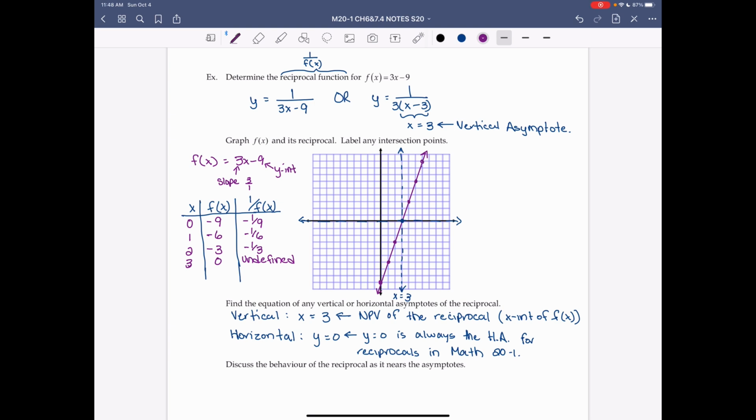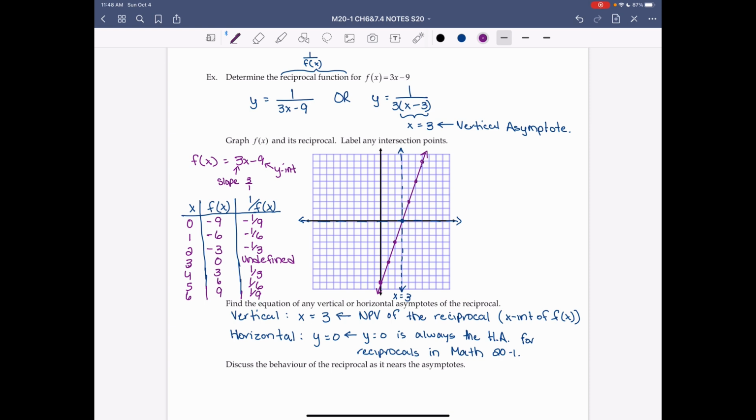When x is 4, our y value is 3. So we would have 1 over 3 for 1 over f of x. When x is 5, our y value is 6, which gives us 1 over 6 for 1 over f of x. And then when x is 6, y is 9, so 1 over f of x is 1 over 9.